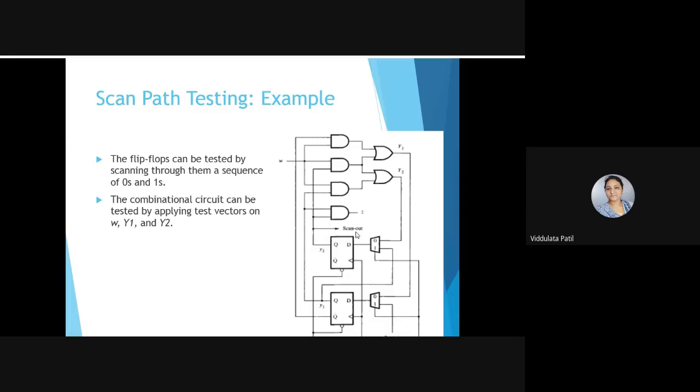Similarly, if we are applying another test, whenever we are scanning out for this test, at that time we can load the next test vector, so that we can reduce 2 clock cycles there. That means when we do the last scanning, at the same time we can load the next test vector and reduce the number of clock cycles.